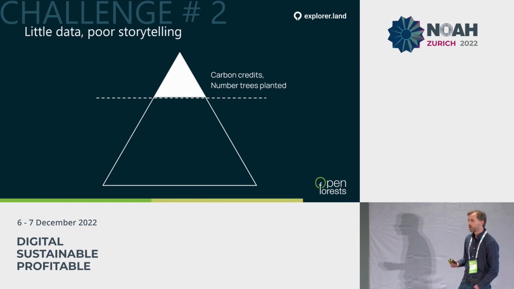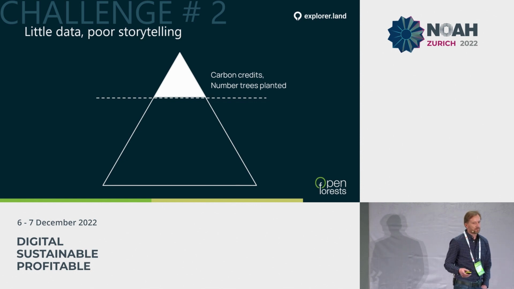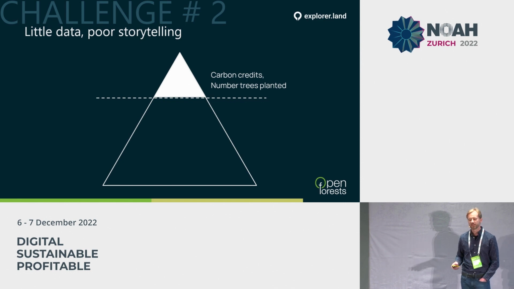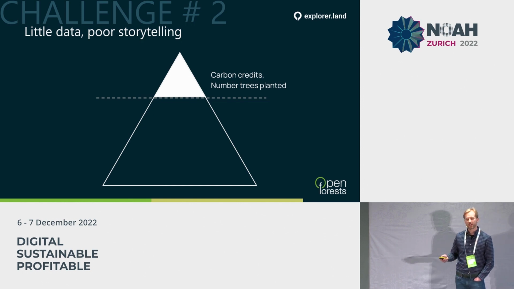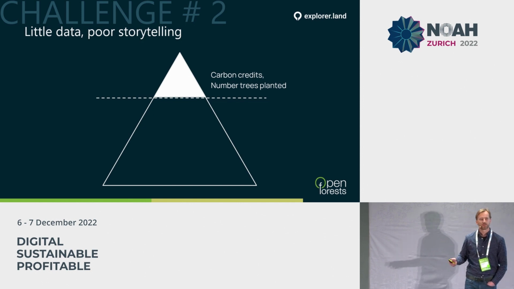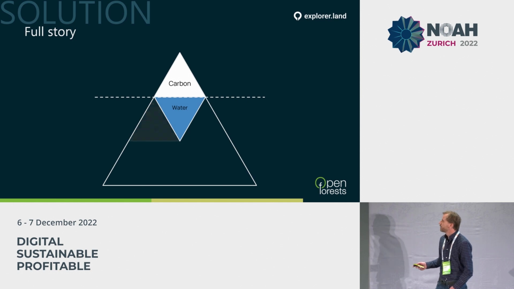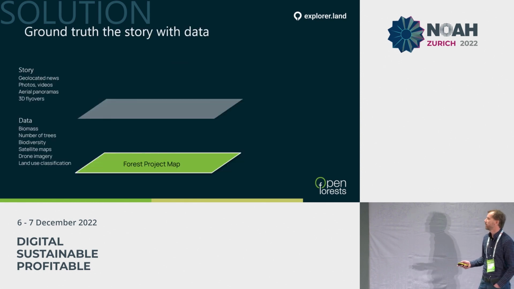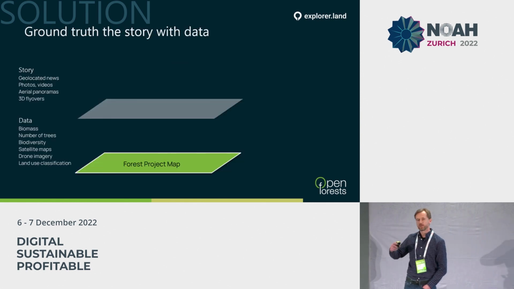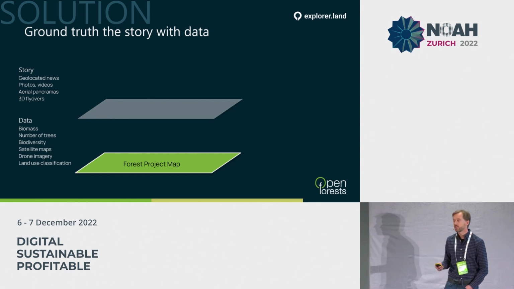Second challenge, the communication around these projects is very narrow. So usually it's about counting carbon credits or tree numbers which have been planted, like tree counters. But this is just the tip of the iceberg. So a diverse restoration project is much more. The full story has many components, and we need to really tell all of them. But how to get this all together? So how to make projects transparent, likewise diverse in communication, and comprehensive in terms of tracking them.